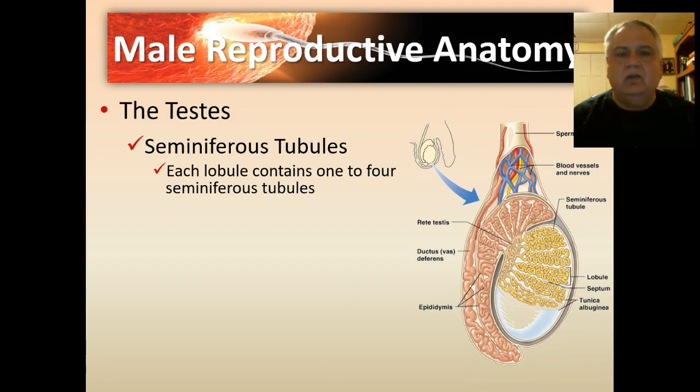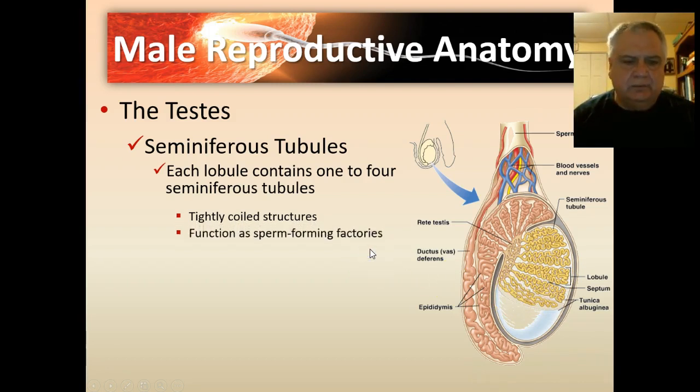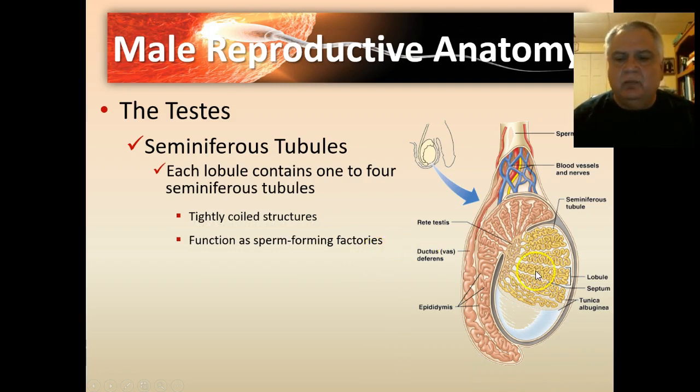Each one of the lobules will contain anywhere from 1 to 4 seminiferous tubules. These are tightly coiled structures, as we can see over here. These are the seminiferous tubules. The white would be the extensions of the capsule, and we can see the various seminiferous tubules there. These tubules are important because this is where the sperm are actually formed, in the walls of the tubules, and we'll be taking a look at that as we move along.